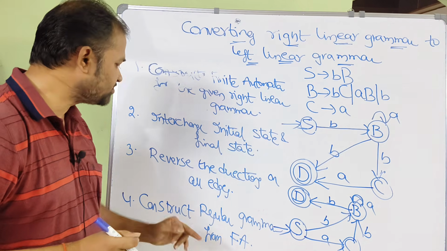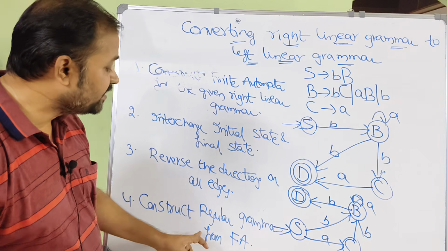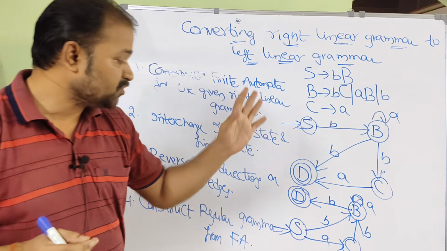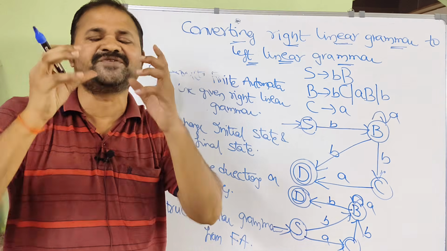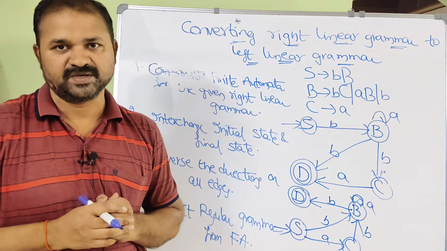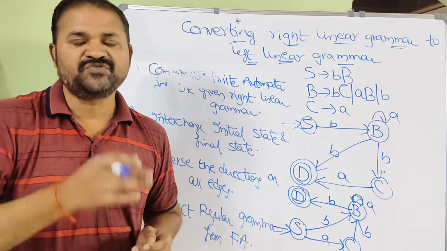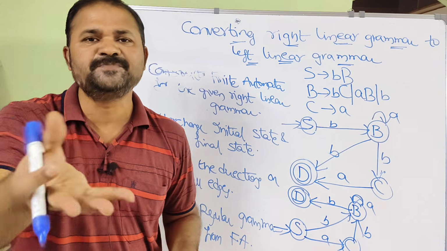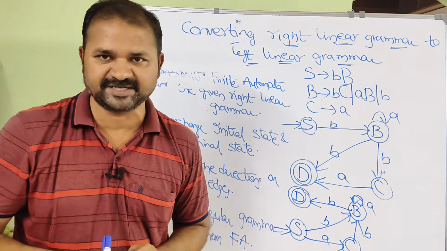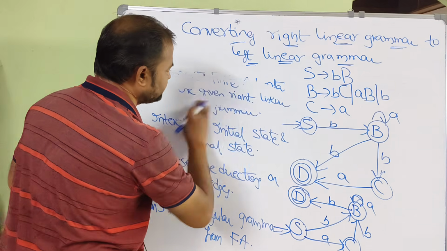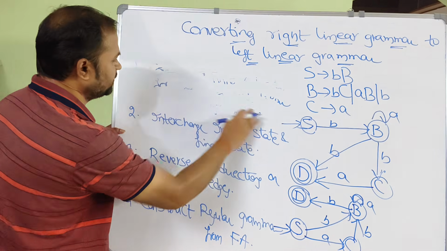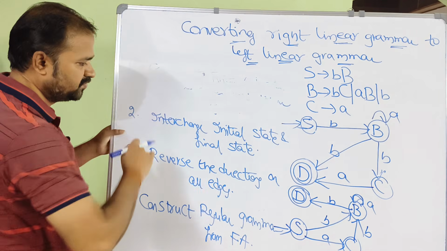So what is the next step? Construct regular grammar from the finite automata. From the finite automata, we can write only the right linear grammar. For obtaining the left linear grammar, simply we have to reverse the non-terminals and terminals. Okay, so let us see. Let us do that.